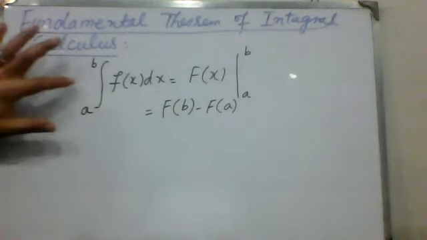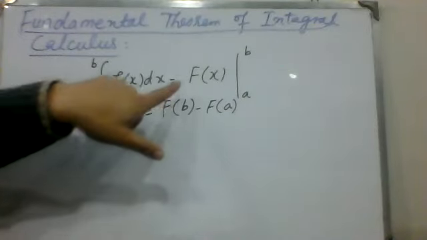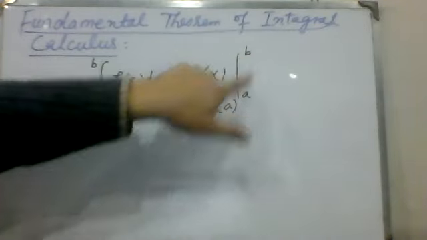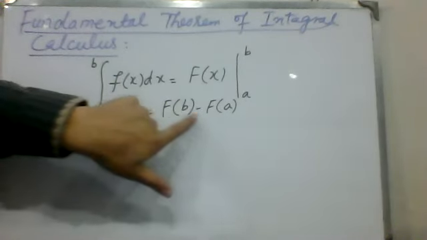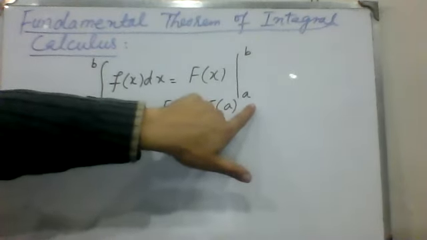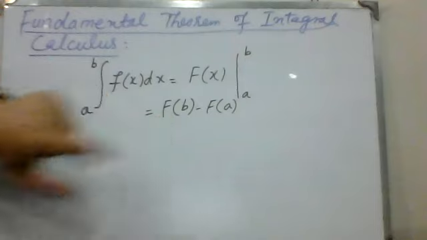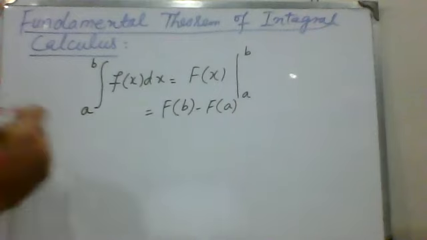In it we integrate a function over a given domain a to b. So we write capital F of x with the limits b, a. We put in the place of x first b, then write the negative sign between them, and F of a. So that is the integral of the function. For example, we apply this theorem on a problem, like here.